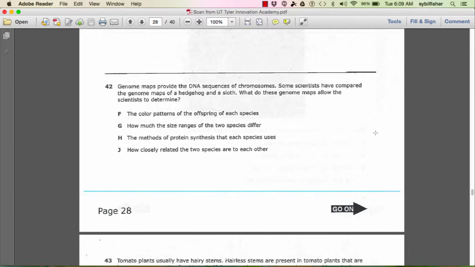F. The color patterns of the offspring of each species. G. How much the size ranges of the two species differ. H. The methods of protein synthesis that each species uses. J. How closely related the two species are to each other.